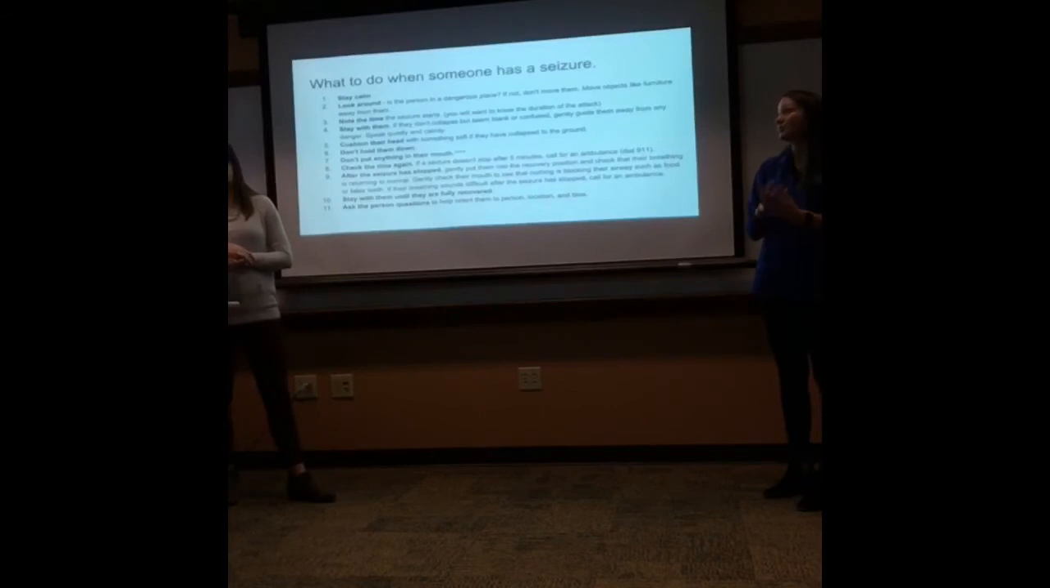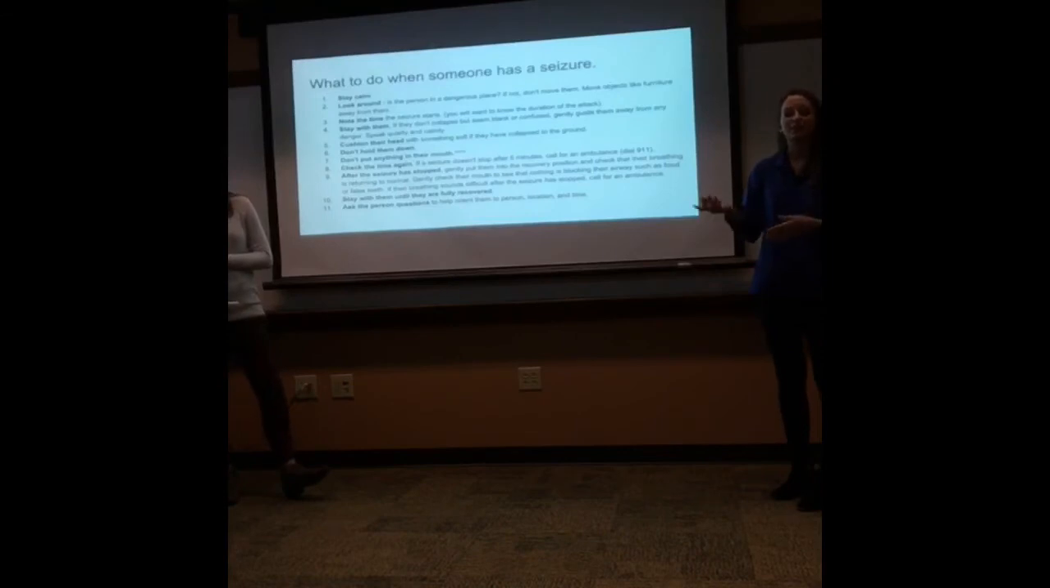Cushion their head with something soft if they collapse on the ground. So if you're wearing a jacket, you can remove that. If there's a blanket around, put that under their head just to protect their head if they're having those convulsions. Don't hold them down. So if their arms are shaking during their seizure, you don't want to strap their arms down. And then don't put anything in their mouth.